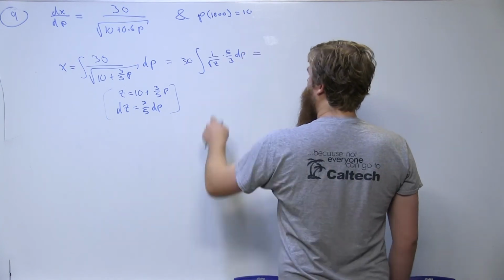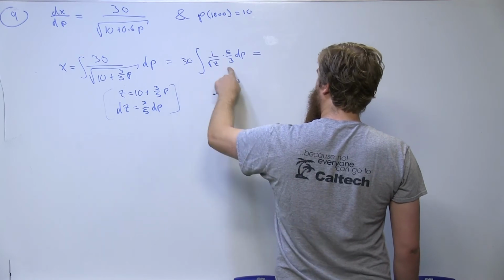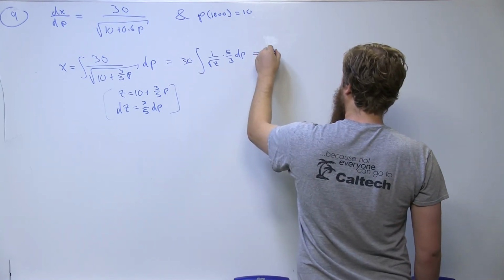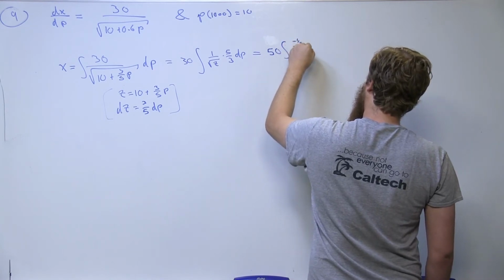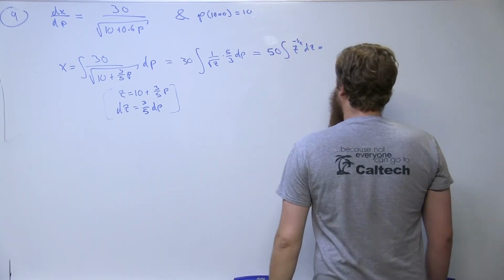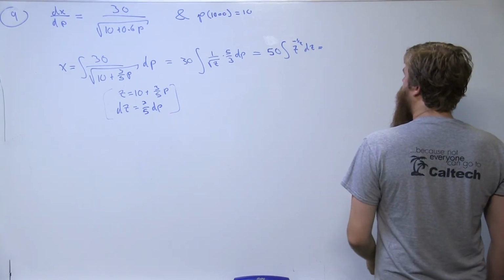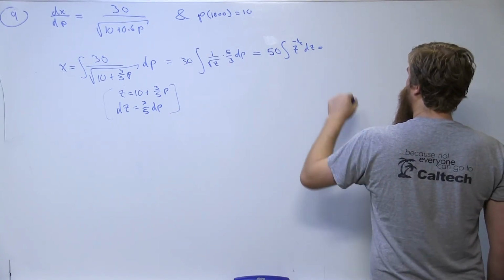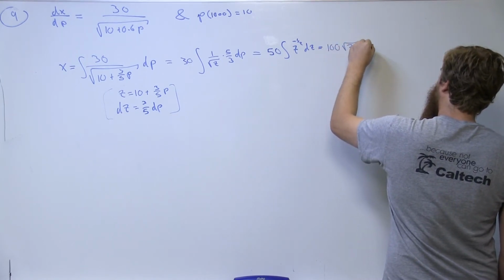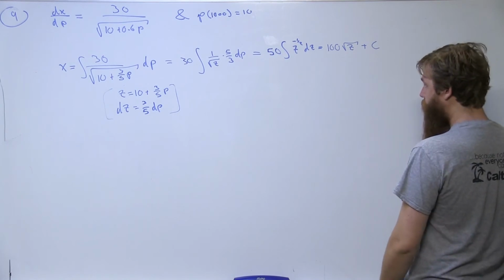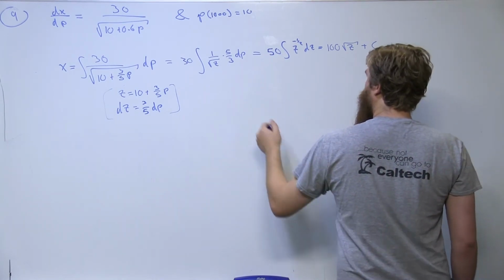So what else can we do? Well, we know 1 over the square root of z is z to the negative 1/2. I know I can bring my 5/3 out here, and that will become 50. And I'm left with the integral z to the negative 1/2 dz, which is, you always add 1 to the power and then divide by the new power, so that's going to be 2 times the square root of z, so this will be 100 square root of z plus some constant. Okay? Now we can go back to our original variables.